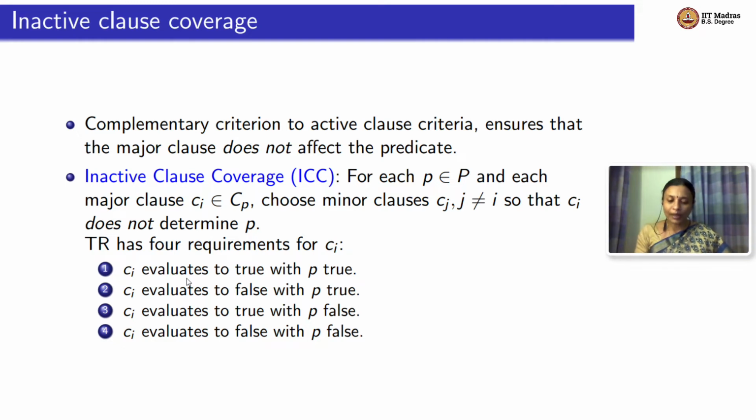That is, same thing, a predicate has a set of clauses. We consider one clause at a time to be a major clause. For that clause considered as the major clause, we ensure that the minor clauses are such that the major clause does not determine P. Which means what? Major clause being true or false has no influence on the predicate being true or false. So that is what is given here.